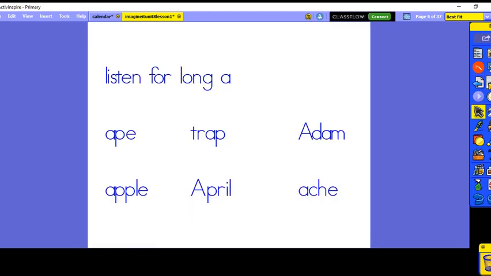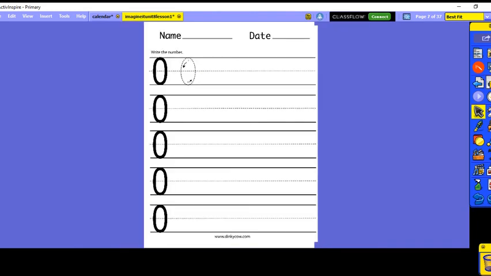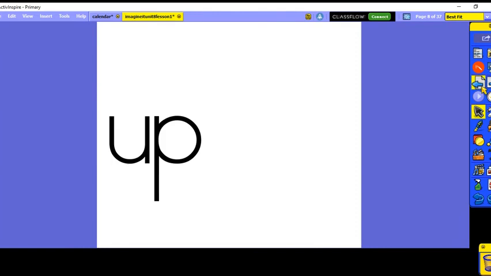All right, let's listen for long A, and let's do this like we do at school. If you hear the A sound, I want you to make it A, and if you don't hear the A sound, we're going to be silent. Let's start. Adam, no. Apple, no. April, yes, I do hear it in April. Ache, I do hear it in ache. Good job.